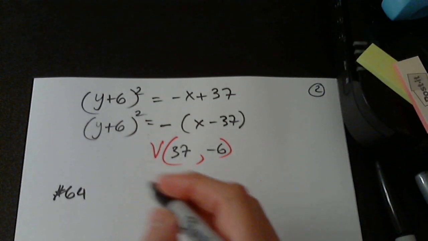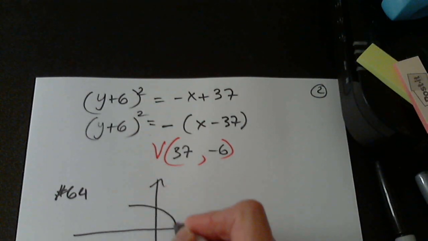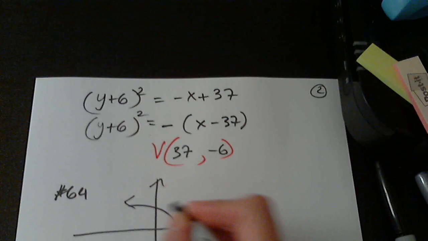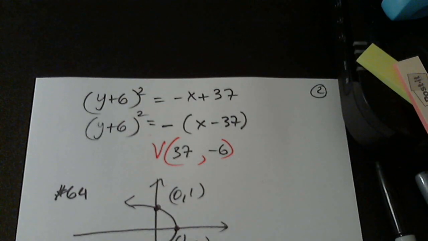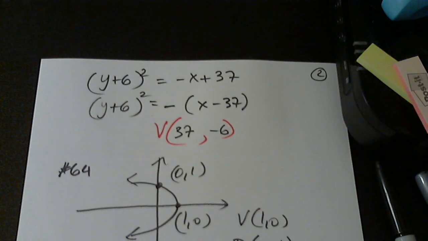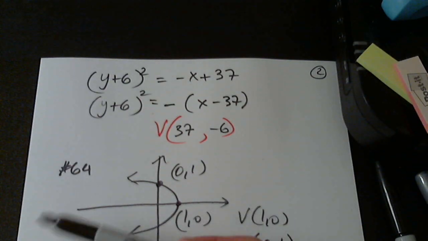So we are given the vertex. Can anyone identify the vertex for us? It looks like 1, 0. Very good. So the vertex is 1, 0. And we do have another point. I'm going to call it P. Point P, 0, 1. Perfect. Okay. So obviously we see that the parabola opens to the left.